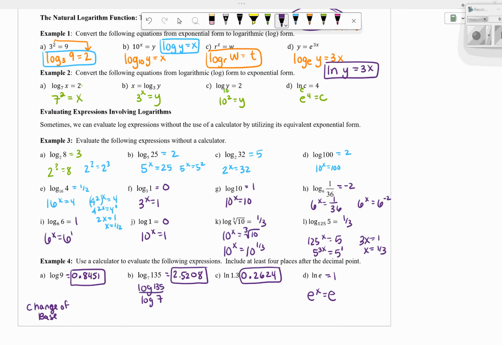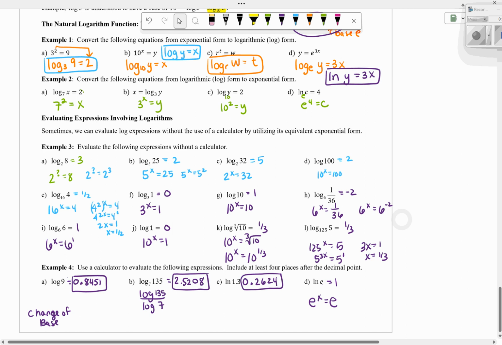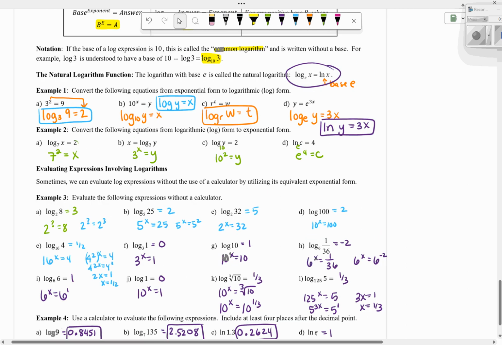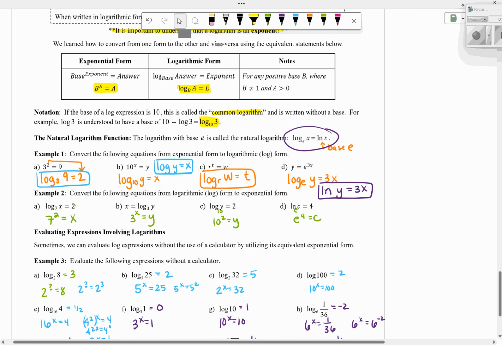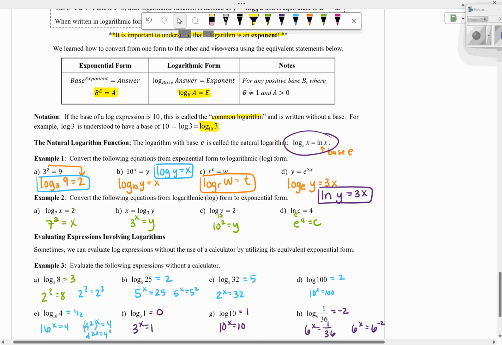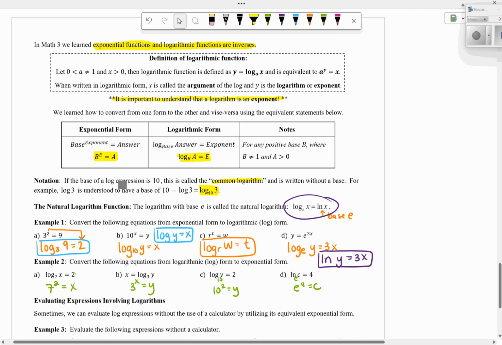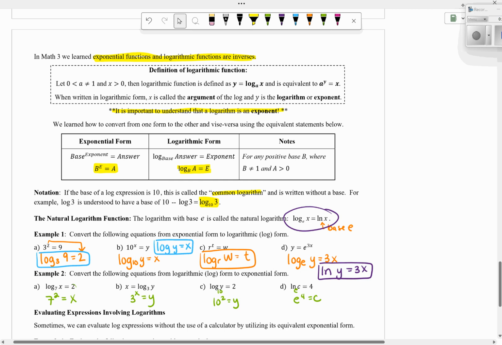And that is all for exponential functions and an introduction to our logarithmic functions, with going back from one form to the other. So remember, the important thing to remember is that exponential functions and logarithmic functions are inverses and that the answer to a log is an exponent.